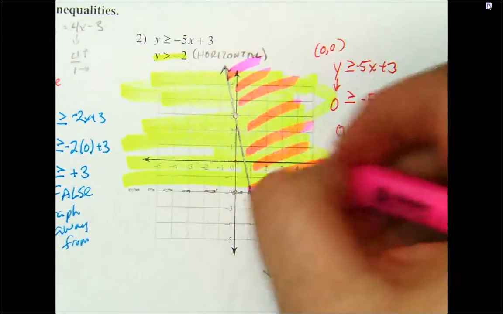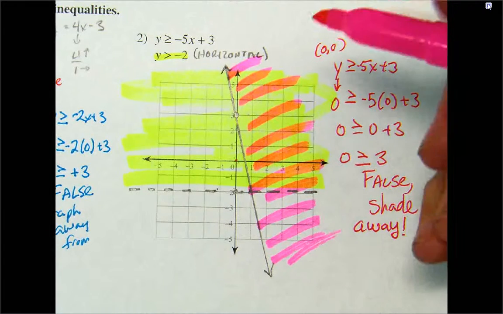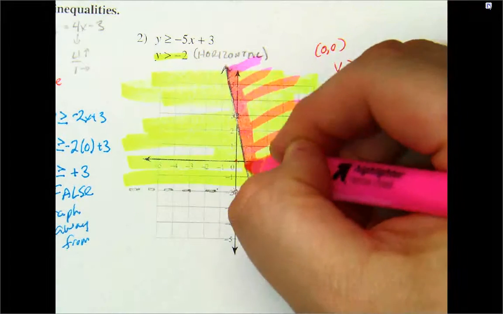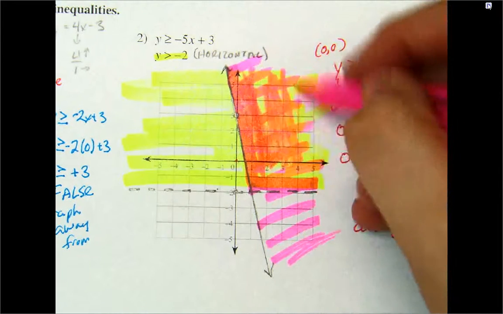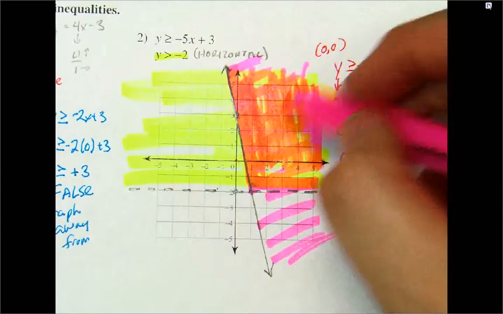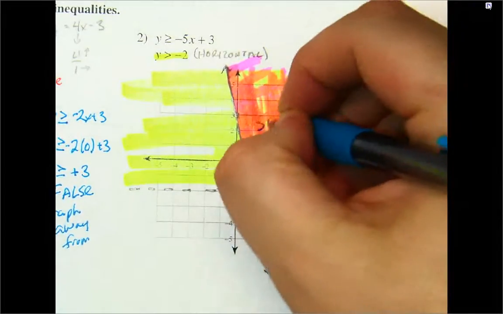So where's my solution region? This region right here. That's the overlap. And the best thing to do is just write in solution region.